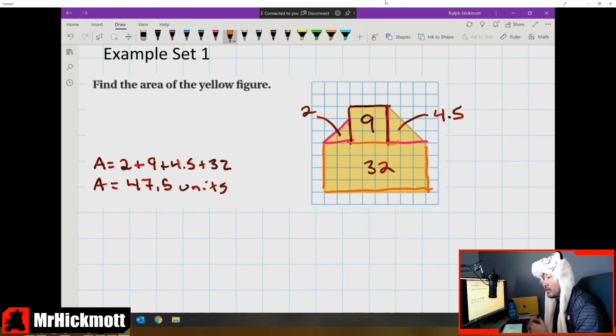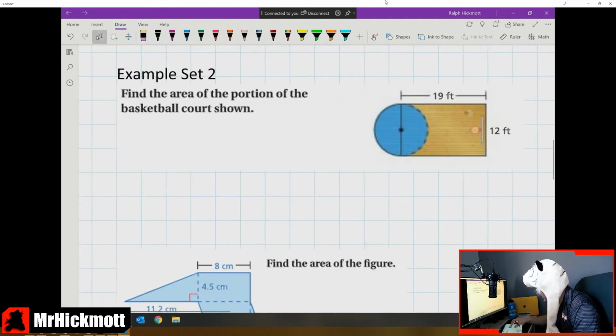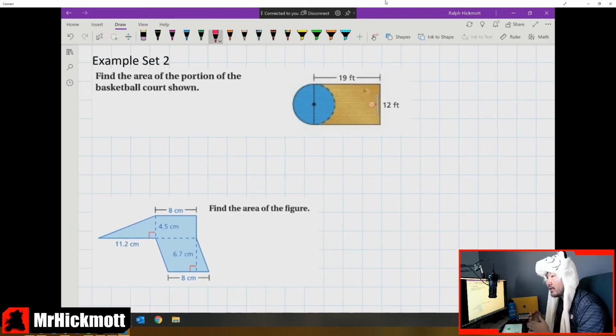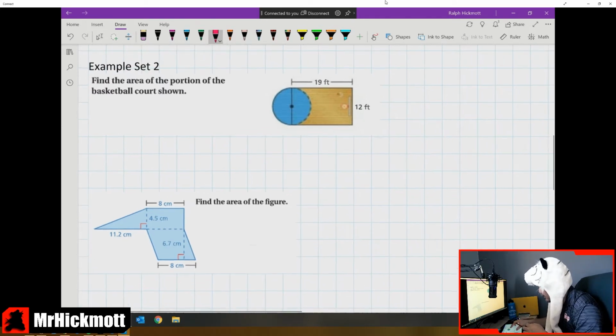All right, so with that being said, that's the conclusion of this example. Take a moment to write it all down as needed, review it, pause, and then we'll move on to example set 2. All right, so example set 2 is split up into 2 parts. So 2 examples, and they're both going to showcase the gist of what I expect you to do.